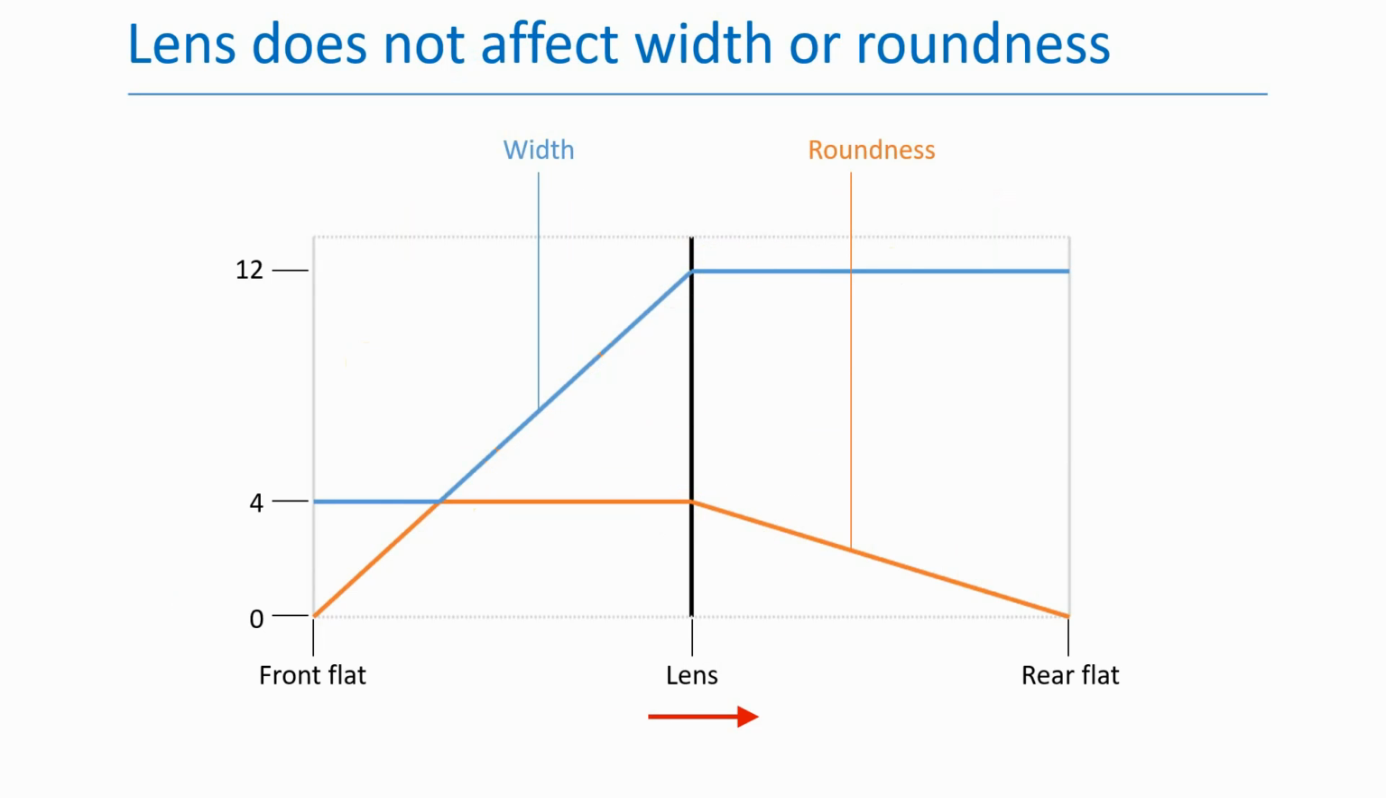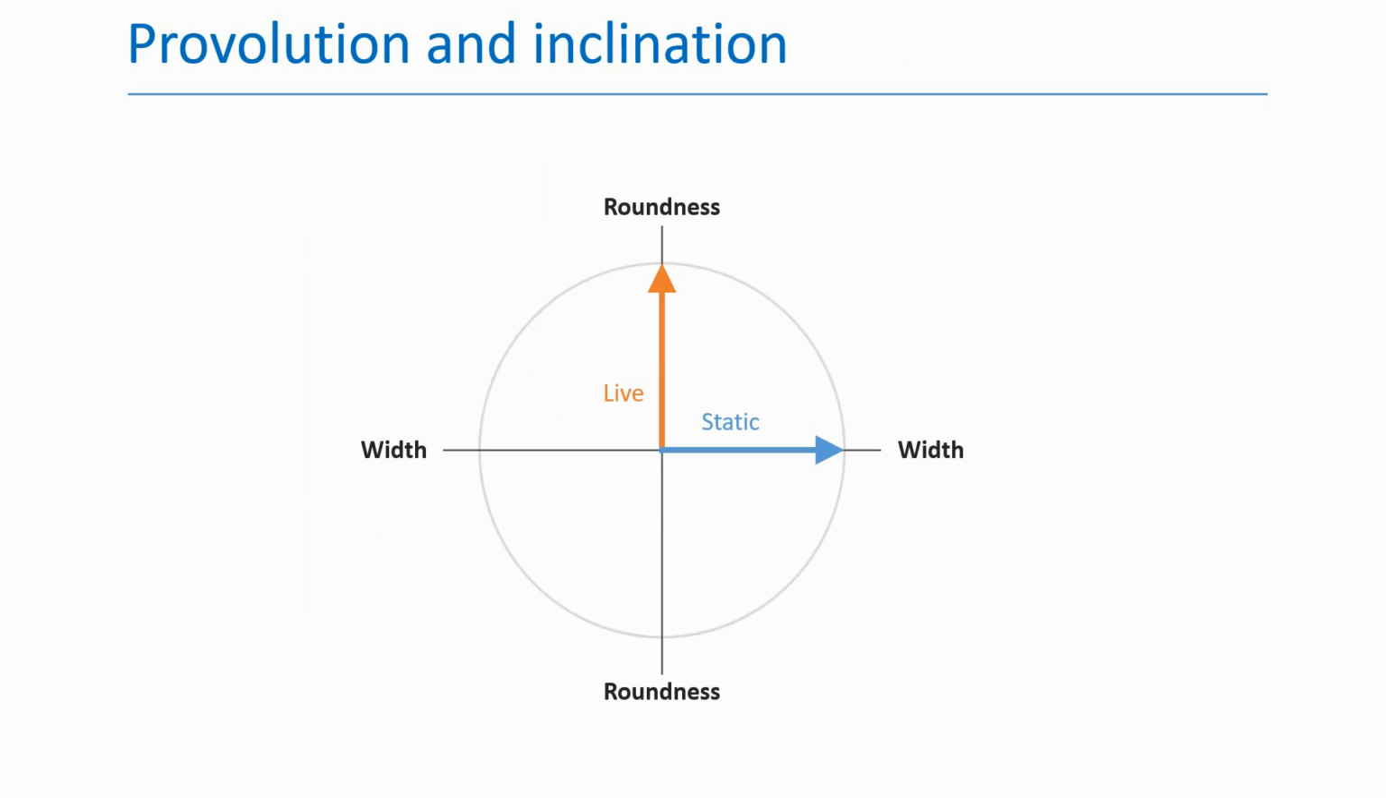This leads us to the subject of inclination. The inclination of a feature is whether it corresponds to the width of a pattern or to the roundness or somewhere in between. This diagram represents the beam at the front flat. The axes are width and roundness, and the static and live stripes appear as vectors. The static stripe inclines to width because it appears as a linear distance. The live stripe is actually 0 at the flat, but as soon as it does appear, it corresponds to the roundness.